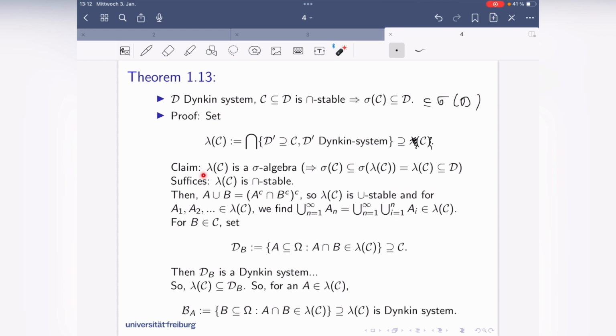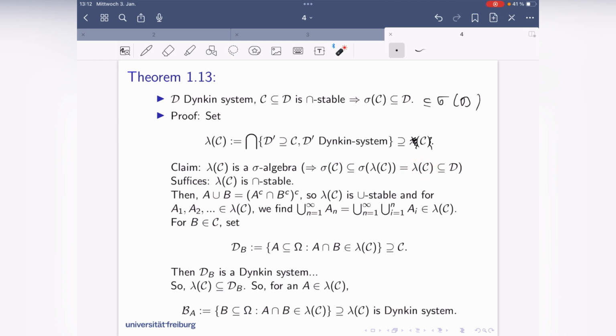Because if lambda of C is a sigma algebra, then C is a subset of lambda of C, that's clear. And sigma is monotone, so sigma of C is a subset of sigma of lambda of C. But if lambda of C is a sigma algebra, then sigma of a sigma algebra is the sigma algebra itself, lambda of C.